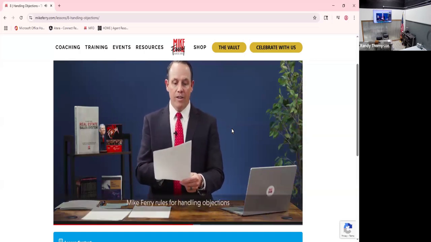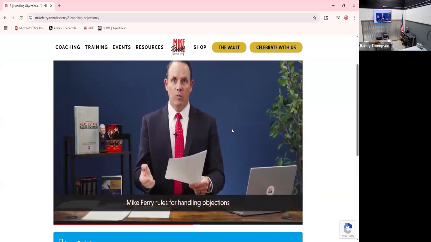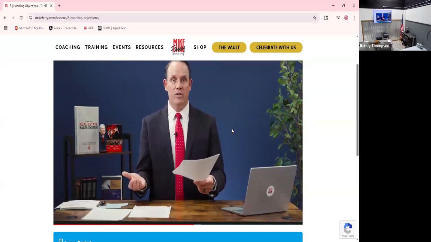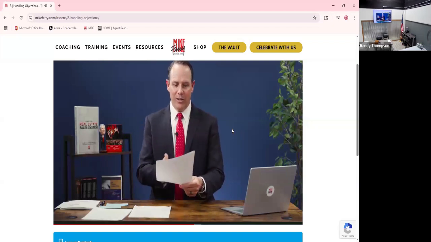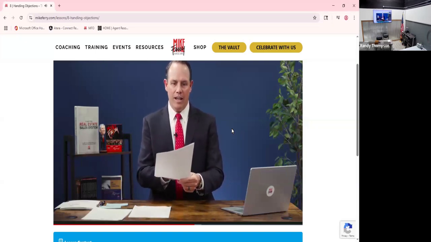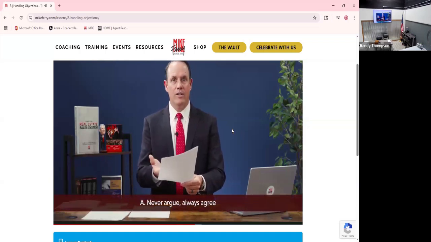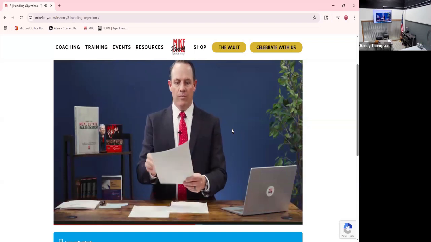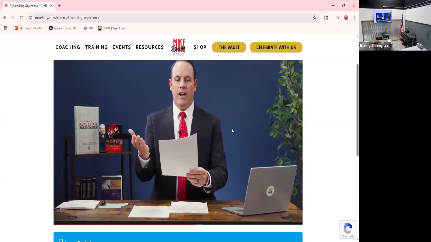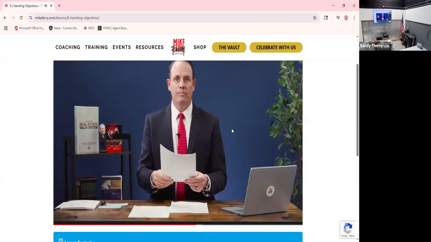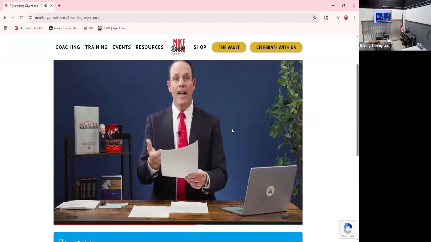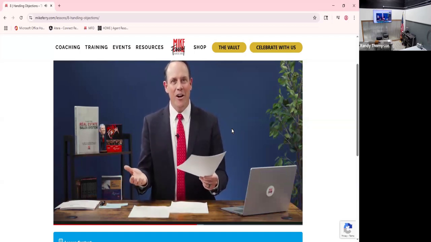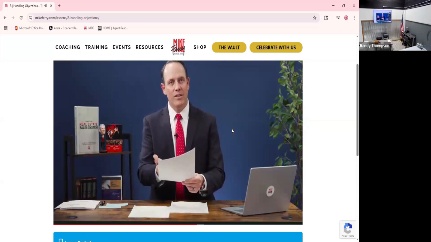Now, we've got our rules for handling objections, which also show up as a separate page in your workbook. So let's go through the rules. We mentioned this already: never argue, always agree. Let's look at the objections in your workbook. We were thinking about X company, or we've never heard of your company. Think about this: I can understand your concern. Do you see that? That's not arguing. Never argue, always agree. I can understand your concern.